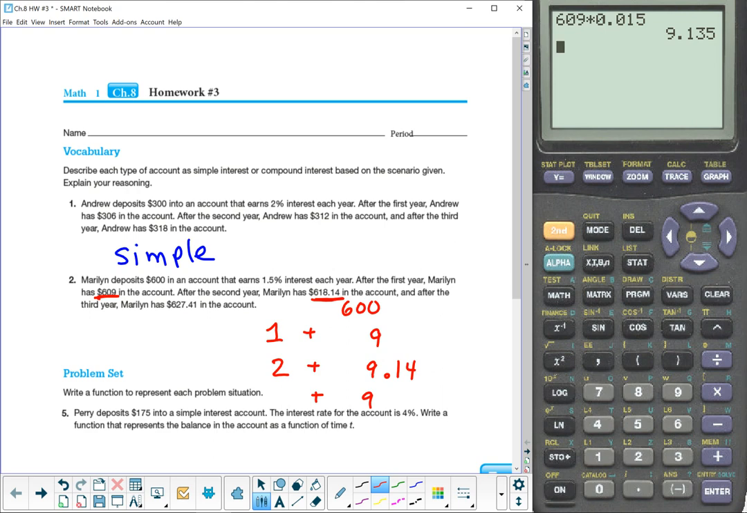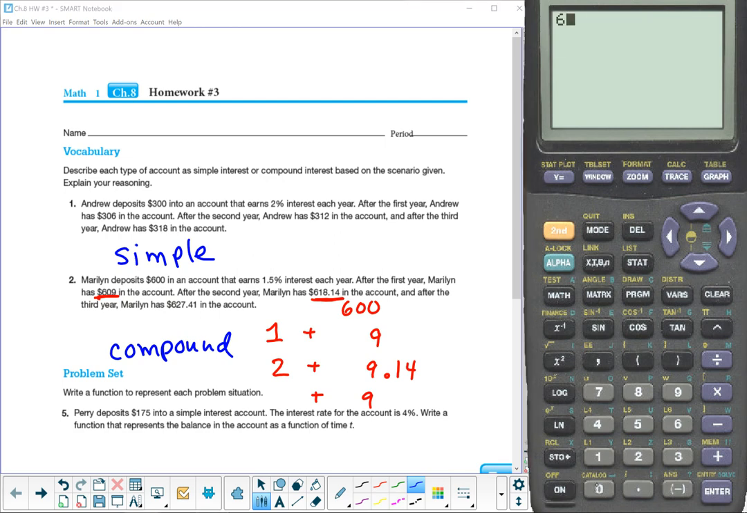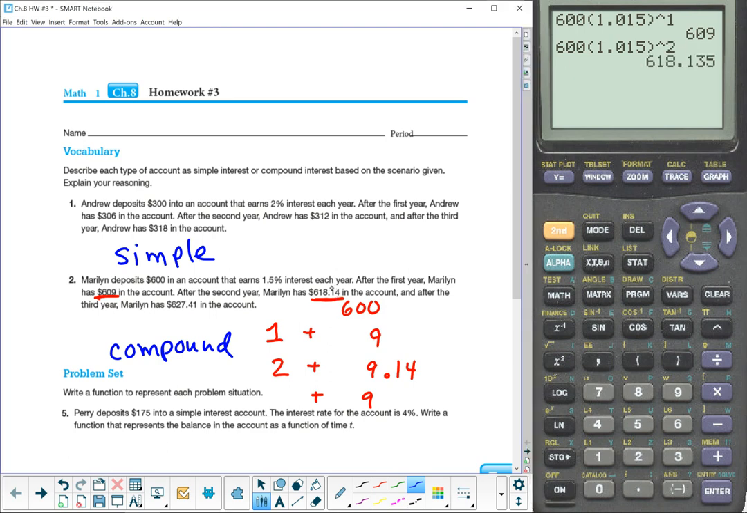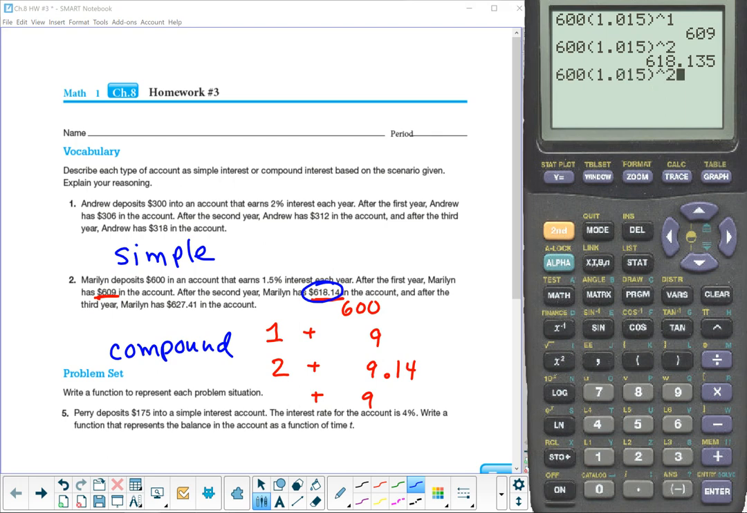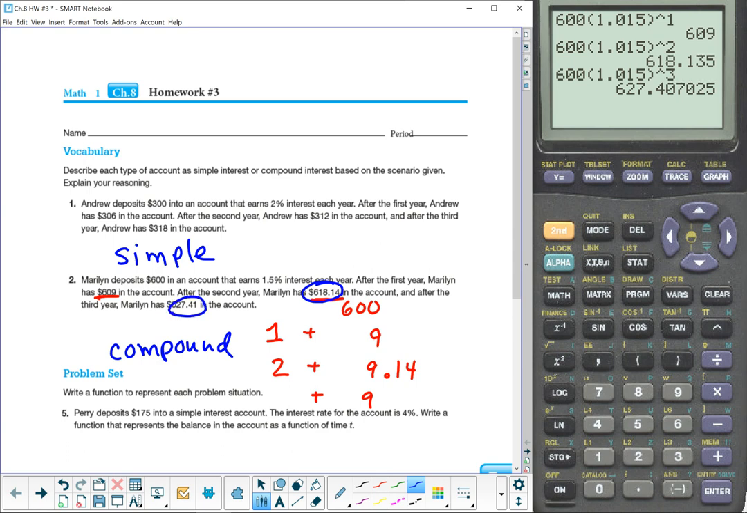And after the second year, she has 618. I'm going to say this one is going to be compound. It's not a lot of work, it's just using the calculator to figure out how much you actually have. You can also write this one as 600 times 1.015 to the power of, if I do the power of 1, I get 609. If I do the power of 2 for the second year, I get 618. If I do it for the third year, that's 627.40. So it all works out, and that's definitely compound interest.